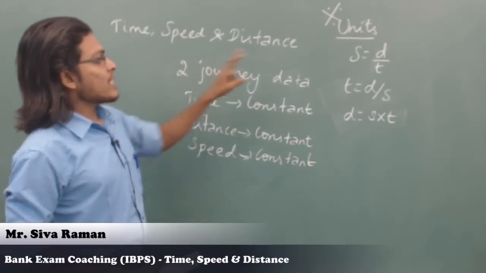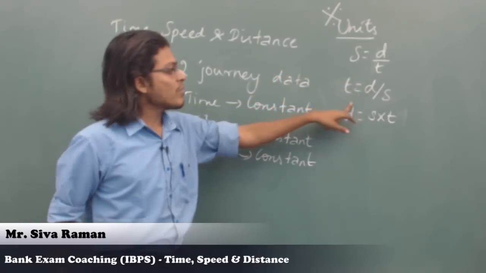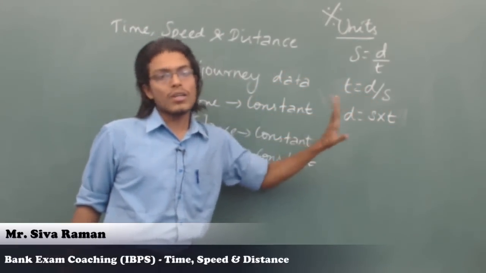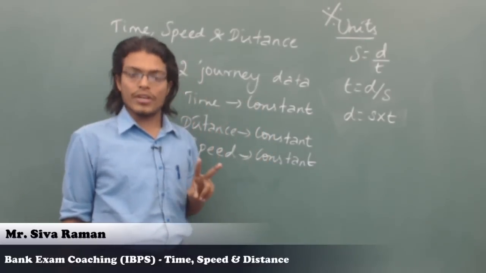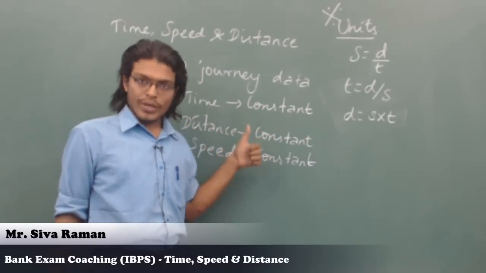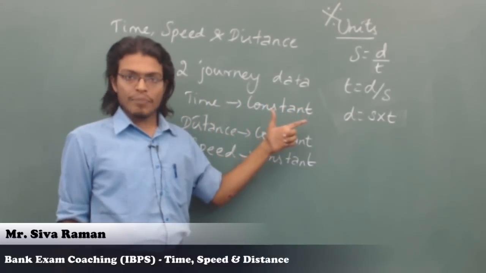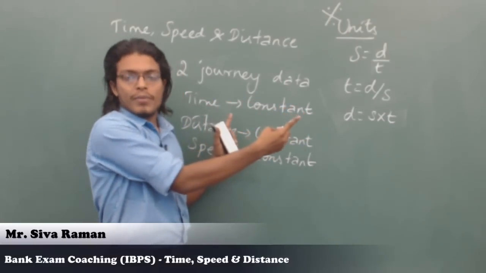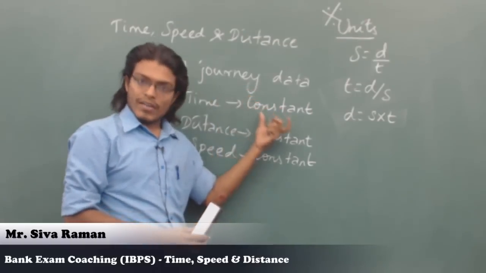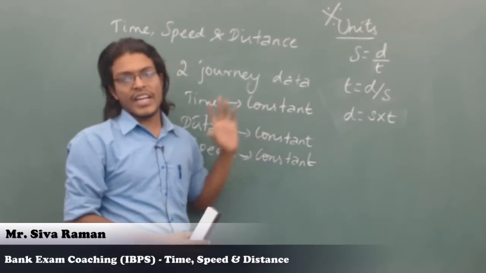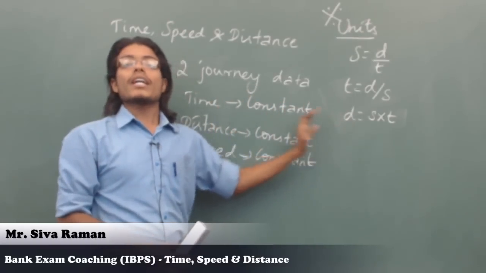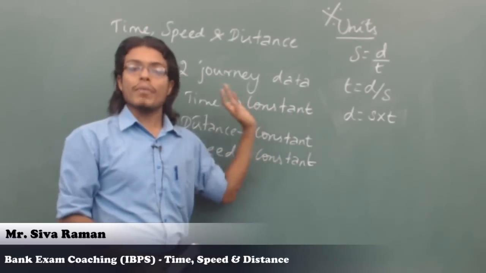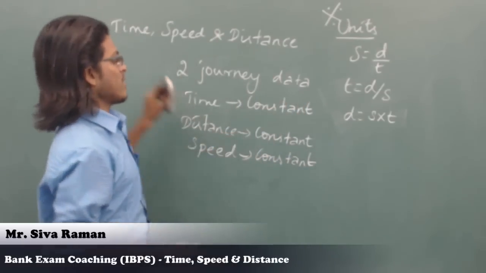So speed is equal to distance by time, time is equal to distance by speed, and distance is equal to speed into time. Right? We have two different units. One is kilometer per hour and the other is meter per second. Between kilometer per hour and meter per second, the conversion factor is into 5 by 18. Between meter per second and kilometer per hour, if you want to convert it, the conversion factor is into 18 by 5. So that is it.